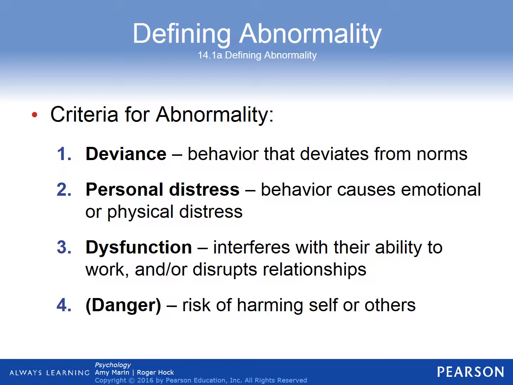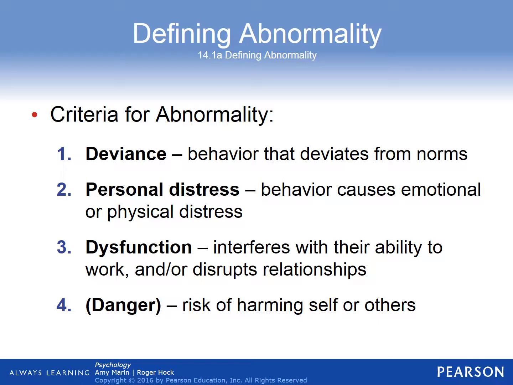They're very important, and we will be referring back to them throughout the chapter. So number 1, deviance, behavior that deviates from the norm. For something to be abnormal, it needs to be deviant, whether that means it's improper for the situation, improper for the culture, or improper for that society in some way. That can be interpreted differently, and one behavior that's appropriate in one situation can be the same behavior in a different situation and not be appropriate.